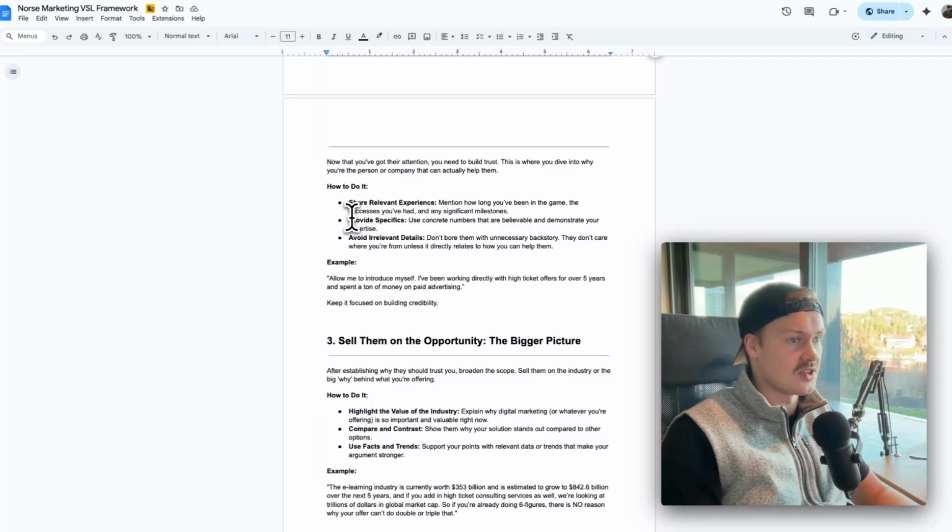You can provide specifics with concrete numbers, and you want to avoid irrelevant details here, okay? Don't add fluff just to make the VSL longer.